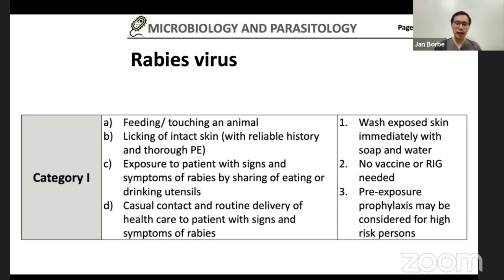So feeding or touching an animal, sharing utensils, that's this one. So I think it falls under this one: sharing of eating or drinking utensils. Although here the patient is the source, right? So I think the same is true if it's the animal's saliva, right? So in that case, you don't really need to give vaccine or RIG.